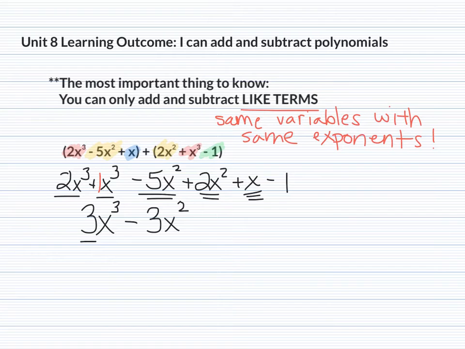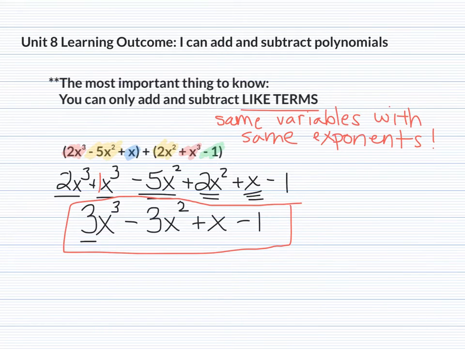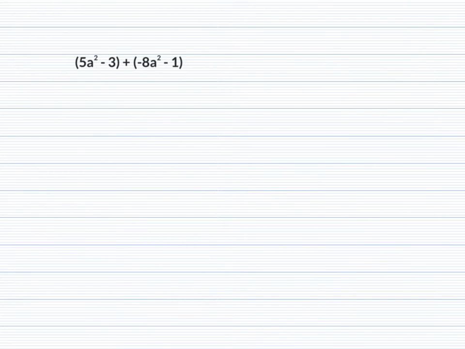Okay, that x has nothing to add with, so just plus x. And then that minus 1 is hanging out, that constant, all by itself. That's my final answer. Okay, let's look at another one. So same kind of question, just add the polynomial. Okay, so I want you to try this. Identify the like terms and try to add it as best you can. When you're ready, feel free to move on.